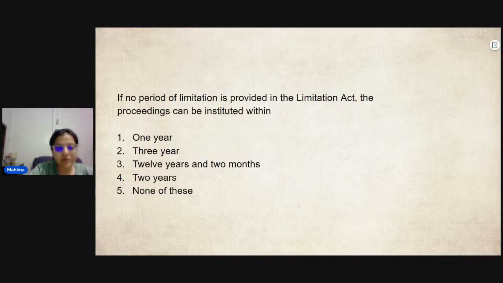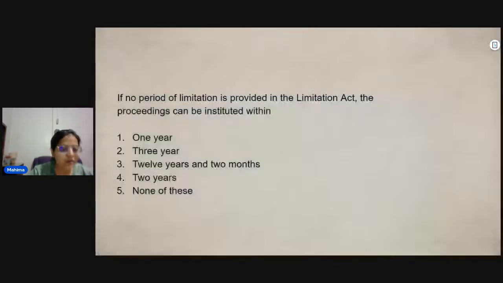If no period of limitation is provided in the Limitation Act, the proceedings can be instituted within 1 year, 3 years, 12 years, or 2 months. 12 years and 2 months, 2 years, none of these. Guys, come on. Please, you need to answer this question and tell me the relevant article also. ये आता ही आता है. ये आएगा ही आएगा. If there is a question from schedule, this is the most important question. Yes, 3 years, and the relevant article is Article 113.